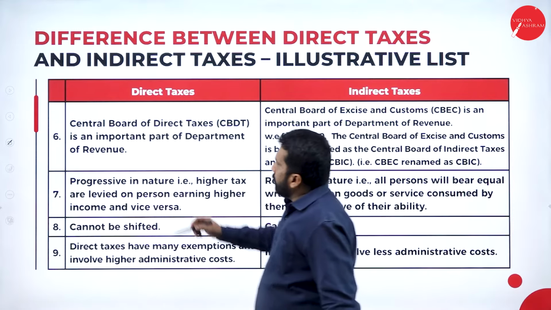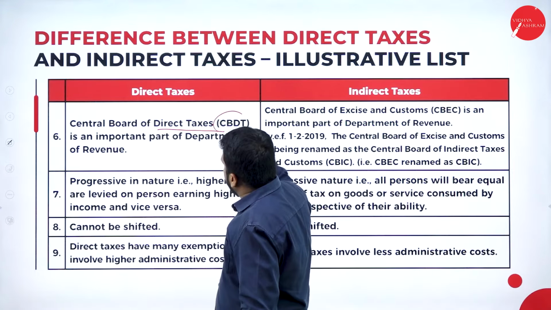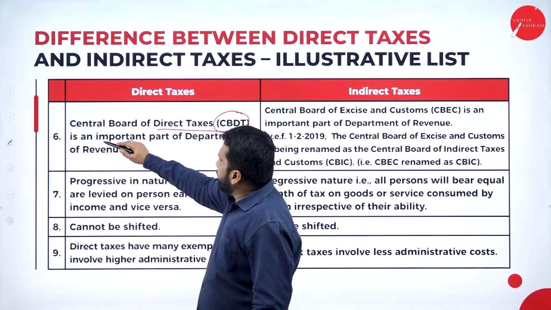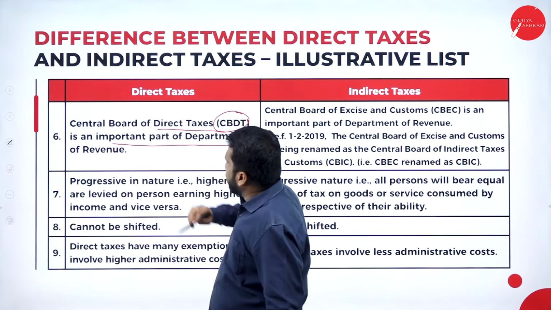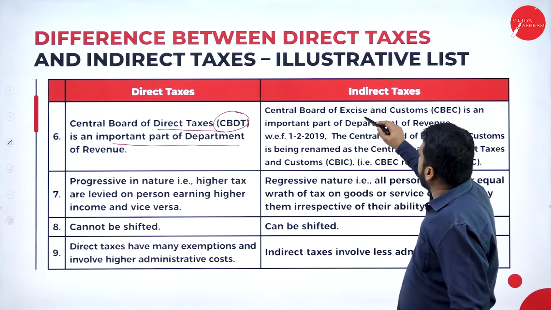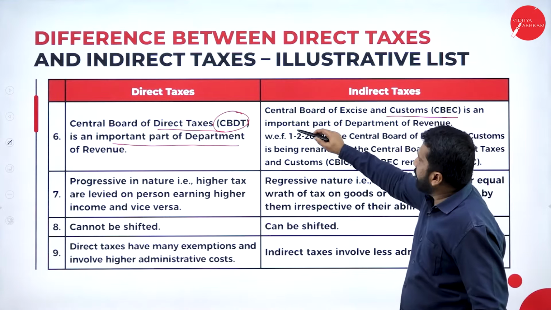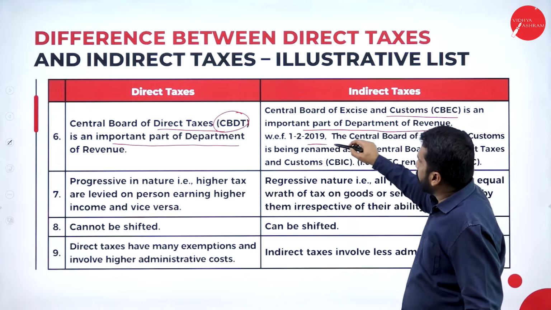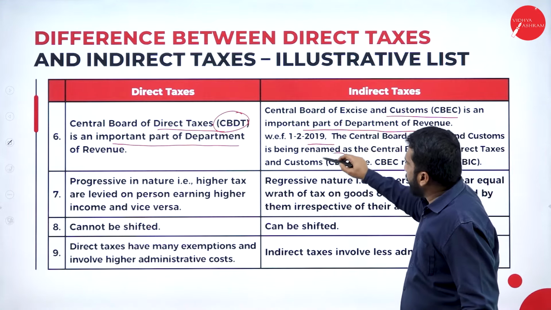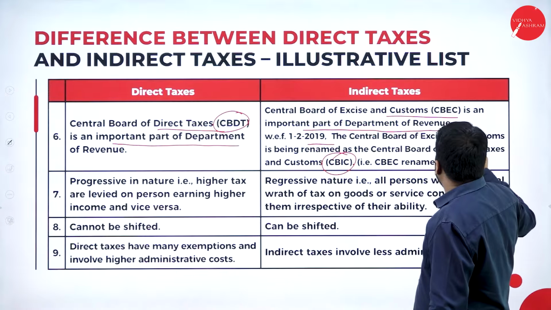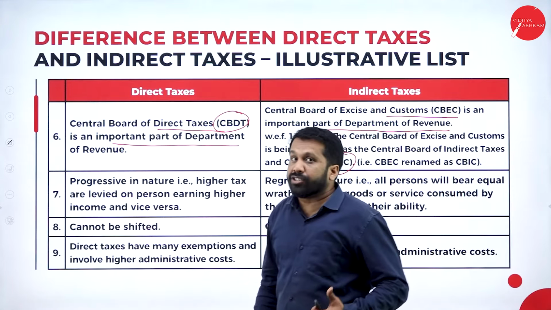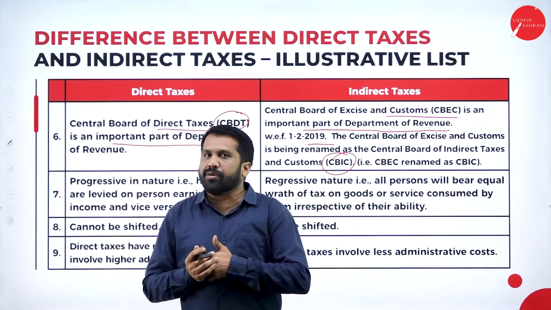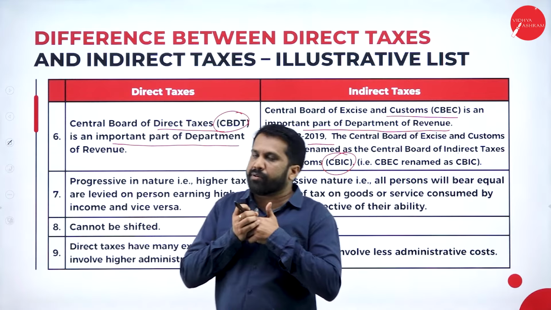Now, Central Board of Direct Taxes, CBDT, this is also your 2-mark question for abbreviation, is an important part of the Department of Revenue. But in this, the Central Board of Excise and Customs is an important part of the Department of Revenue from 2019, and we have CBIC also, that is Indirect Tax and Customs. You have to remember these points because these are important. As I told you, point by point you have to memorize.